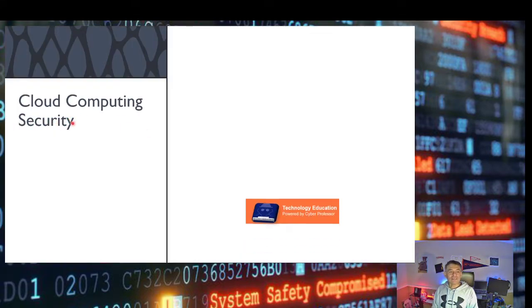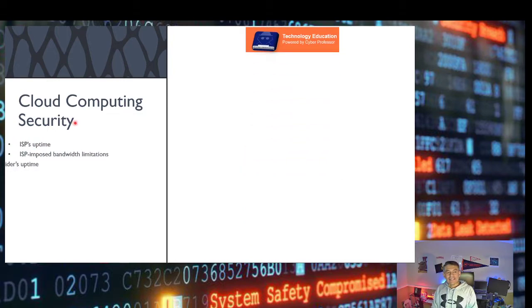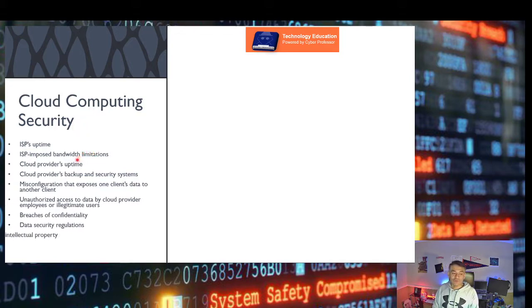Now, cloud computing security. There are some concerns about security in the cloud environment, and those concerns include the following. The internet service provider's uptime. You are relying on the internet service provider's uptime to make sure that you're able to access your cloud environment. So availability is dependent on the ISP. The ISP may impose bandwidth limitations. So there may be a bandwidth limitation that prevents you from transferring dramatic amounts of data between the cloud environment and your company.